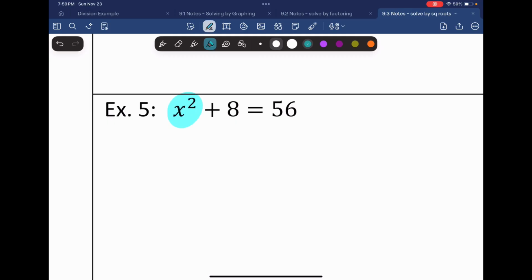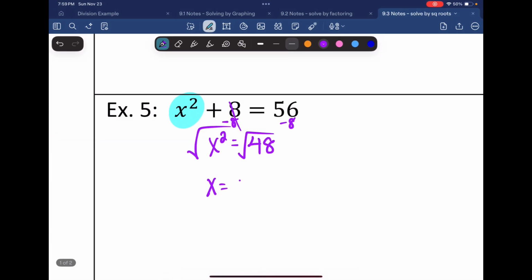There's my square. We're going to subtract 8. That is 48. Take the square root of both sides. All right, now 48 is not a square. So when I take the square root, I have to think of the largest possible square that divides evenly into it, and it's 3. That's a lie. 16.